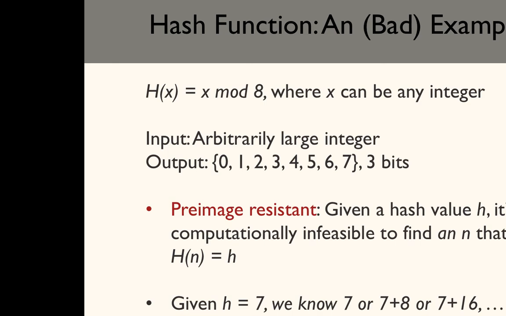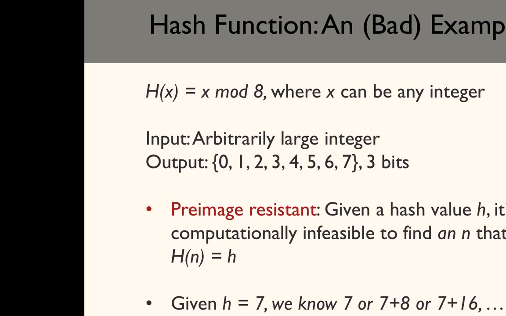So this hash function is very simple. It takes anything as input, and it will just calculate mod 8, which means the output will only be 0 to 7. So it will be a 3-bit output. Any input, it will generate a 3-bit output. So this is a hash function.